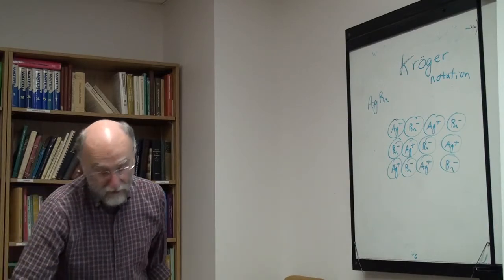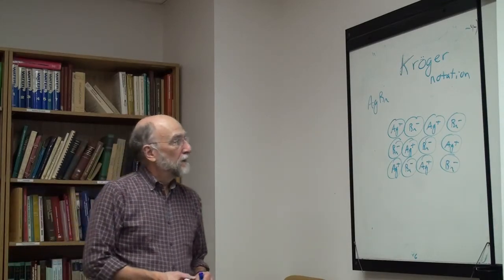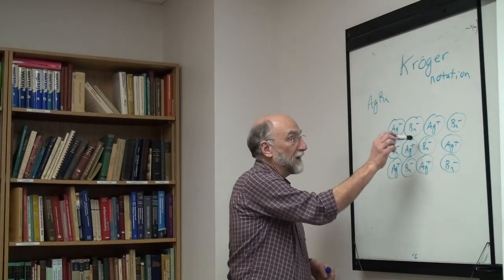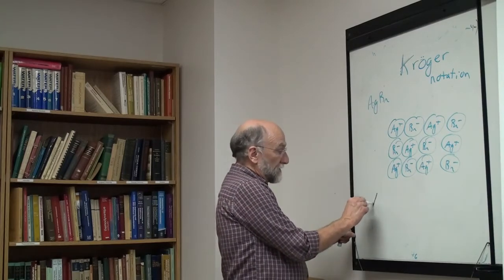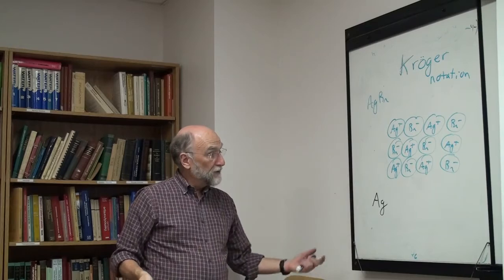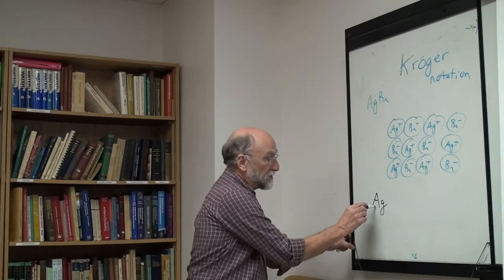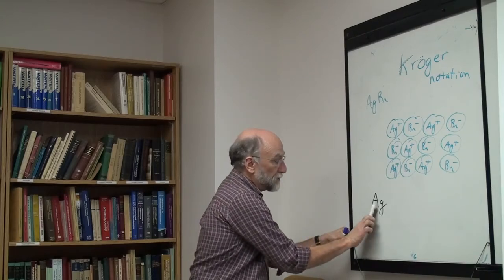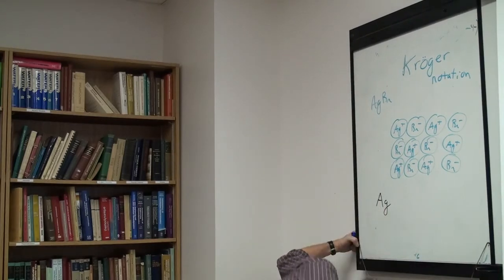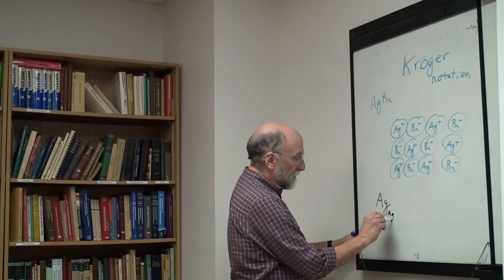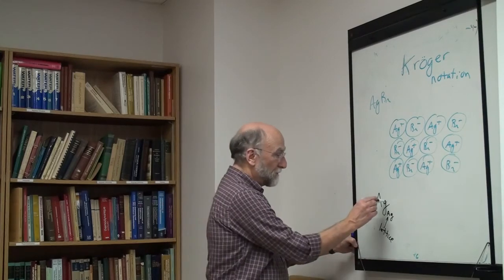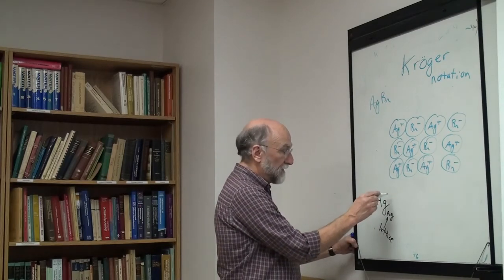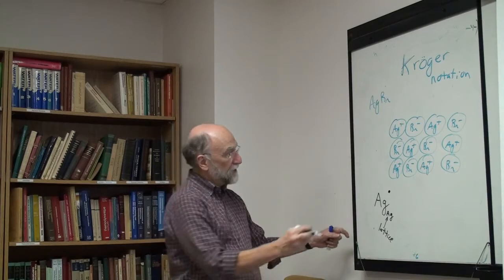And Kroger just had a notation for defects. Okay, so you have the silver lattice, you have the bromine lattice, you also in principle have an interstitial lattice, sites where they can go interstitially. So what we do is we have a symbol, and the symbol contains here what element you have. Down here, this is the actual species. You have a subscript down here. The subscript indicates the lattice on which the species is found. And up here you have a symbol which indicates the charge.